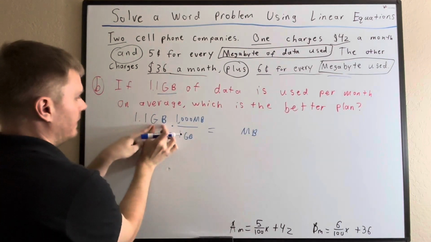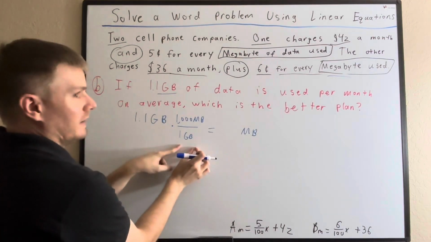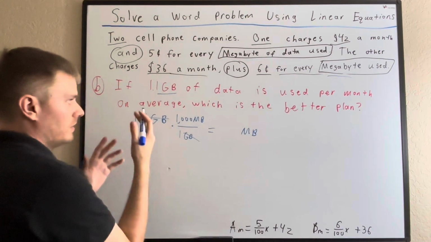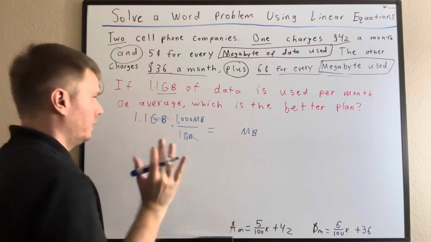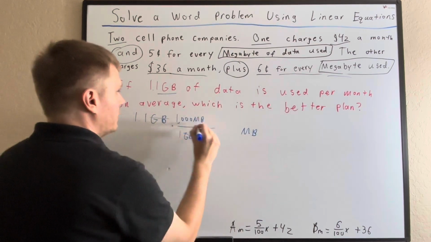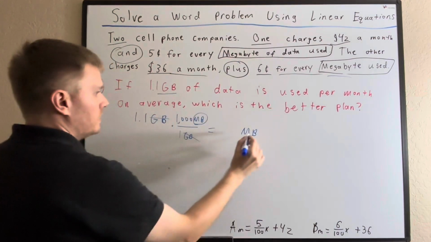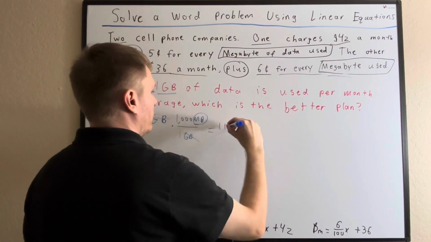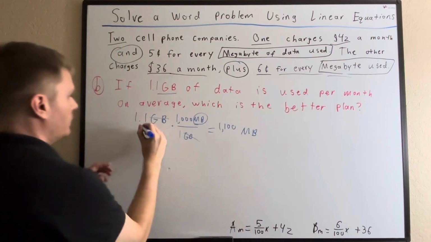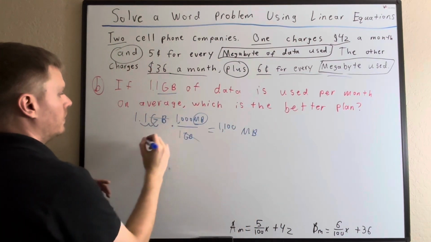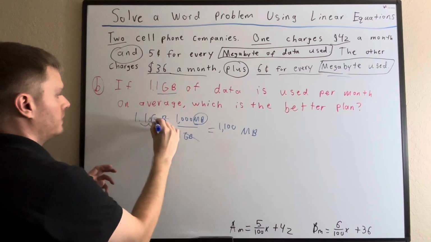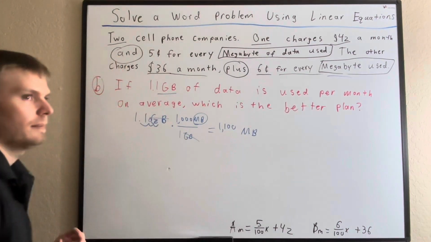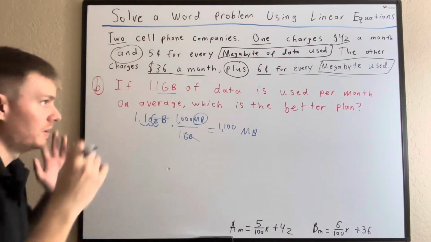So when you divide gigabytes divided by gigabytes, they cancel out, right? It's like 3 divided by 3. It's just going to be 1, right? And you're left with megabytes. So 1.1 times 1,000. You just kind of move that decimal over 3 times, right? And you add zeros in there, so you get 1,100 megabytes. Now, what do we do with that?